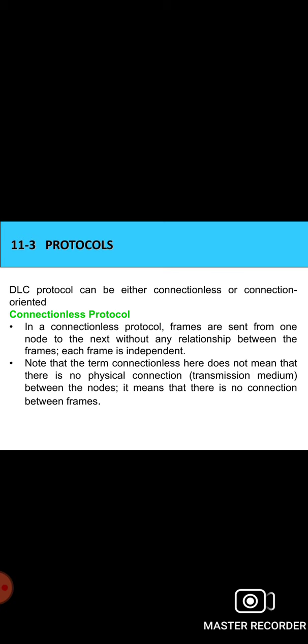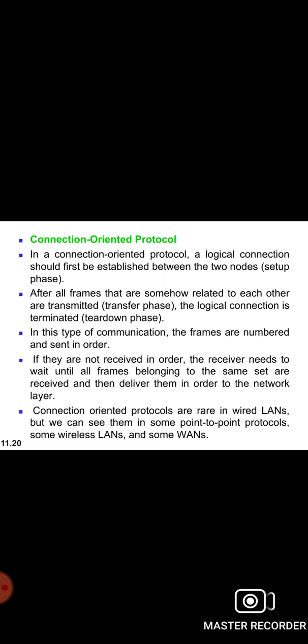Now let's see the protocols. There are many types of protocols, called connectionless and connection oriented protocols. Before going into this, let's see the simplest protocol, our first protocol, which we will call the simplest protocol for lack of any other name, one that has no flow or error control. In a connectionless protocol, frames are sent from one node to the next without any relationship between the frames. That is, each frame is independent. Connectionless here doesn't mean that there is no physical connection between the nodes. It means that there is no connection between the frames.